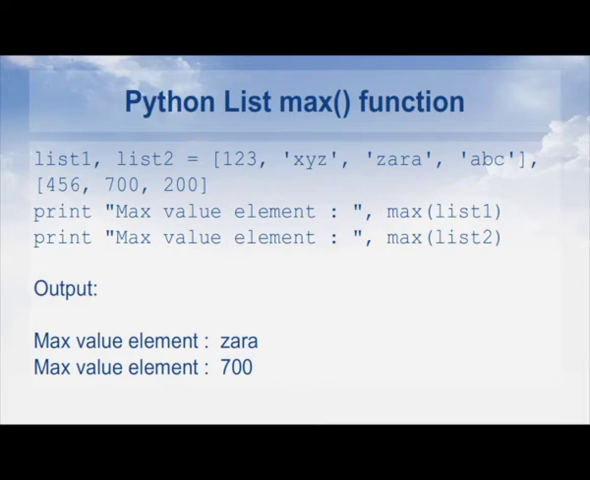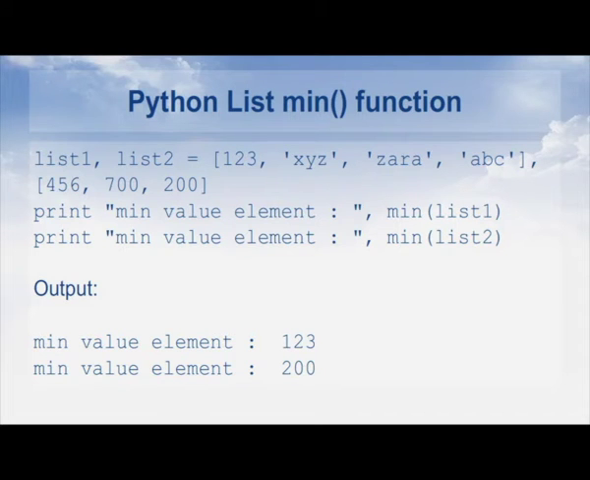Suppose you have a list of numbers or list of items, how do I get the maximum element from the list? Okay. Now, I create a list 1 and list 2. For example, list 2 consists of elements 456, 700 and 200. Now, what is the maximum element of this list 2? The maximum element is 700. So, when I pass list 2 to the max function, I get the value 700 as the answer. That is the maximum value of the element in my list 2.